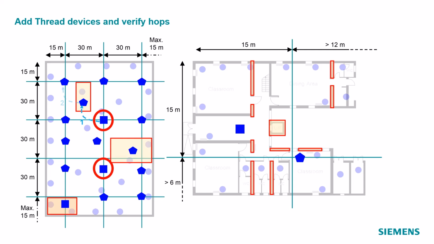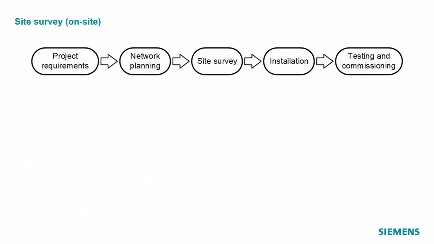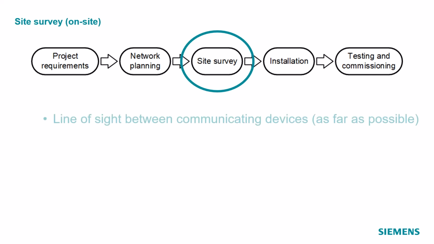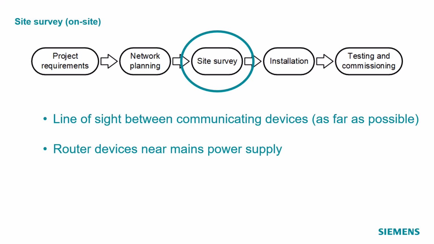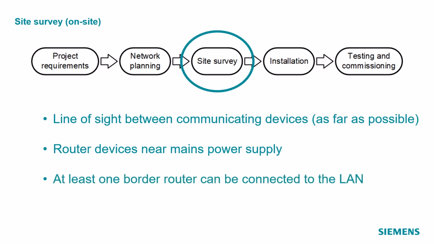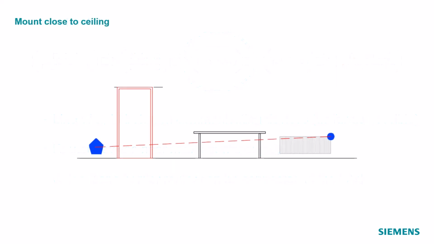During the site survey, we want to check the planned installation points for routers and mesh extenders. Verify line of sight between communicating devices as far as possible, that router devices are near mains power supply, and that at least one border router can be connected to the LAN infrastructure. Place the routers as close to the ceiling as possible to avoid attenuation from people and furniture.